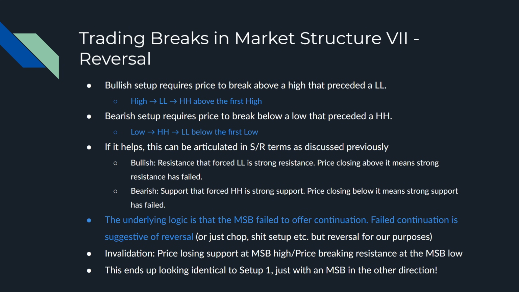So the bullish setup requires price to break above a high that preceded a lower low. So the sequence would be a high, which forms a lower low, and then price makes a higher high above the first high. Bearish setup, of course, is the opposite. It requires price to break below a low that preceded a higher high. So we've got a low which forms a higher high, okay, that's bullish, right? It goes back to that strong support thing. This low broke market structure, that's sick, it should be strong, but then you get a lower low below the first low. Never mind, strong support has failed, or bullish market structure has been invalidated.